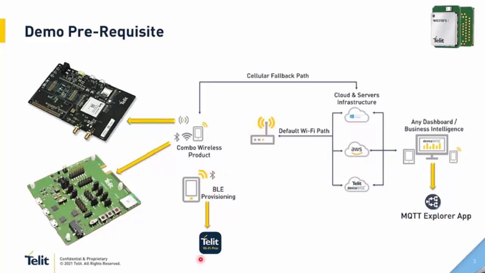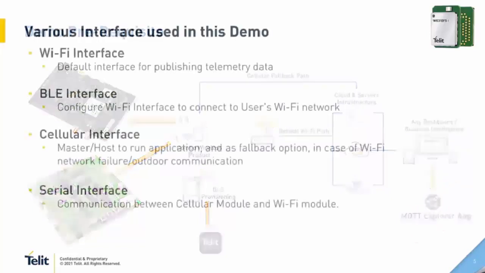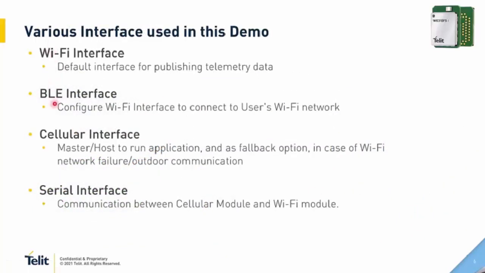So you can provision this Wi-Fi device to connect to an access point using this provisioning app. And we use the MQTT Explorer to see what data has been published by these two modules. By default, the Wi-Fi module itself will publish. When it is offline, the cellular module will publish. But either way, you can continuously see the data coming from this whole product in the MQTT Explorer app. So these are the different interfaces we have used: Wi-Fi, BLE, cellular, and serial interface.